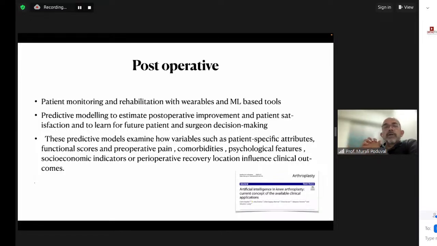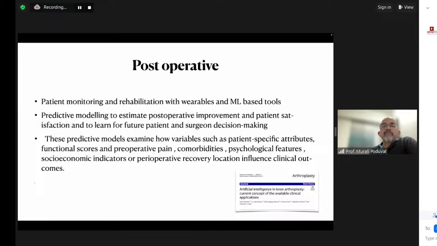from Bilateral et al. In the post-operative phase, patient monitoring and rehabilitation is extremely important, especially with wearables and ML-based tools, which are varying in their capabilities. Now, there are video-based algorithms, audio-based algorithms, text-based algorithms, speech-based algorithms, which are being used to monitor patients, because as we have learned, the less time spent in the hospital, the better. So to support that, we need various technologies, and these are powered by AI.